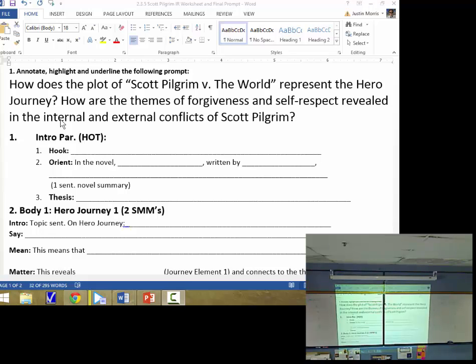I want you all just to fill out one detail, one part of the story. What part is it in the hero journey model? So where did you find it? Which box was it in from your worksheet? And whether it shows an internal or an external conflict, and why. So try and describe why.